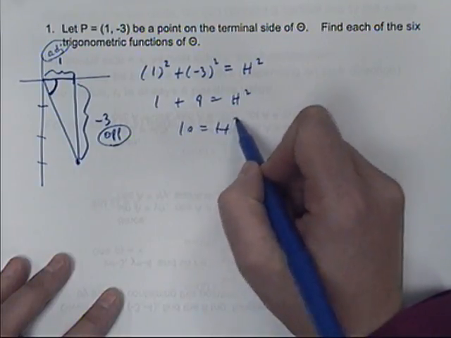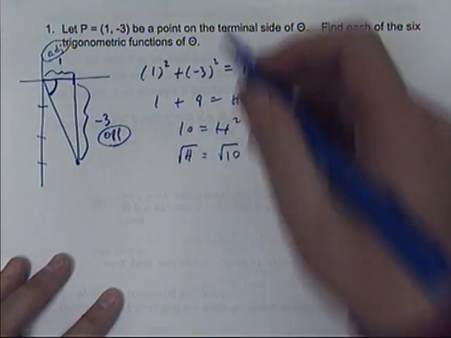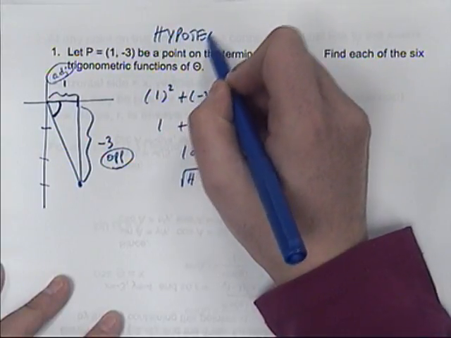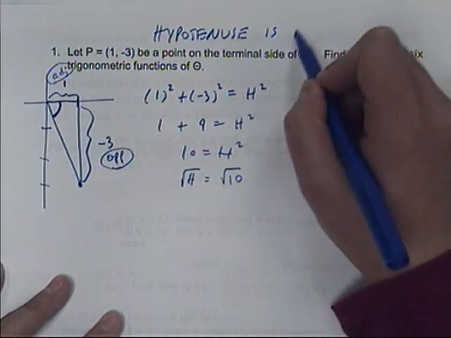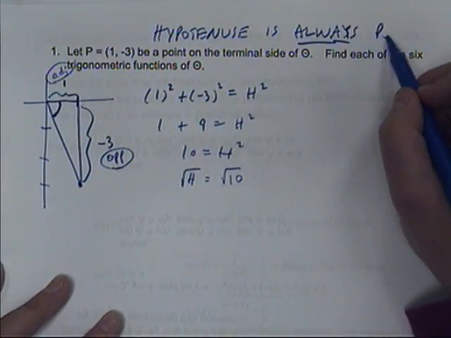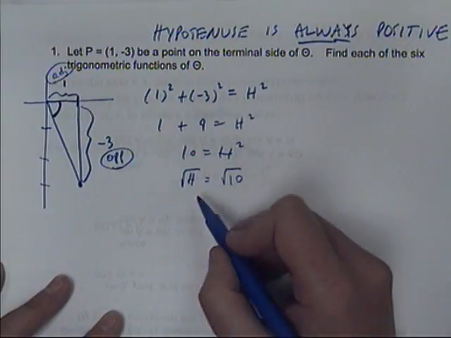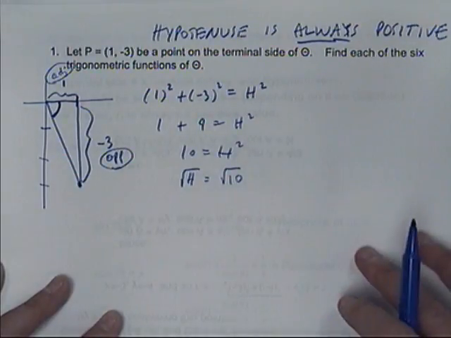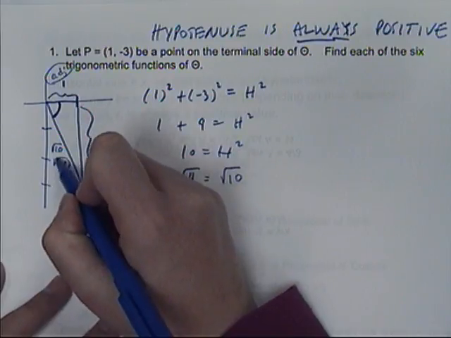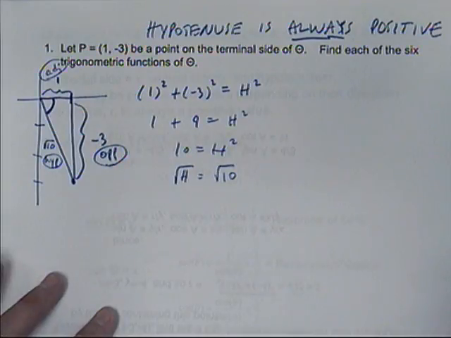That's 10. So if I take the square root of both sides, I have to remember that the hypotenuse is always positive. I'm going to write that up here at the top of the page, and I hope you do too. Hypotenuse is always, always positive. Okay, so the square root of 10 cannot be simplified, so that's just square root of 10. So I'm going to go ahead and label that hypotenuse square root of 10 and label it the hypotenuse over there. All right, now how do I find sine, cosine, tangent, and all the others?